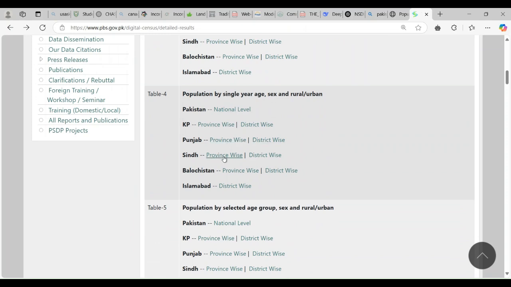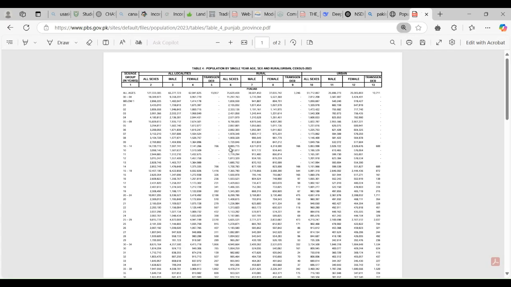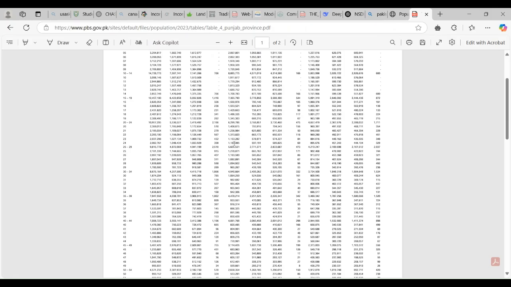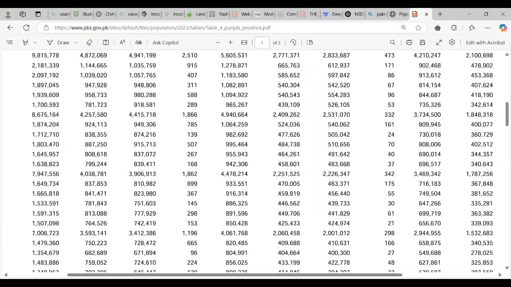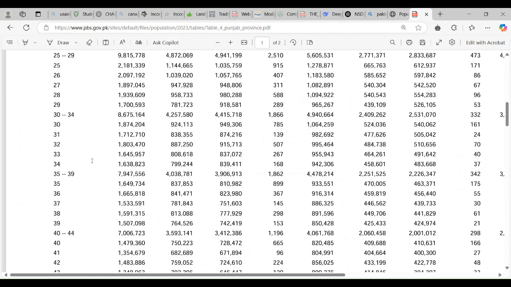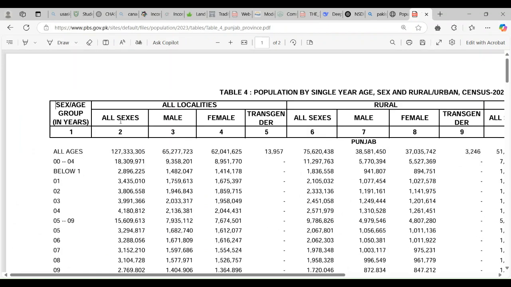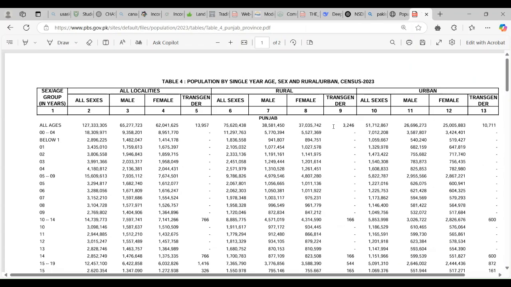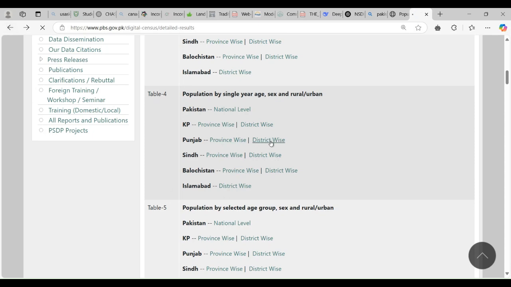So for example, if you want to see the single age data, you can do the single age by the province. So this is single age and then age group together, so both kinds of information are available together. We have total population, male, female, and then the population is further divided into urban and rural. But if you want to see the same information at the district level, you can go to the district level table, and the same table is repeated for each and every district.